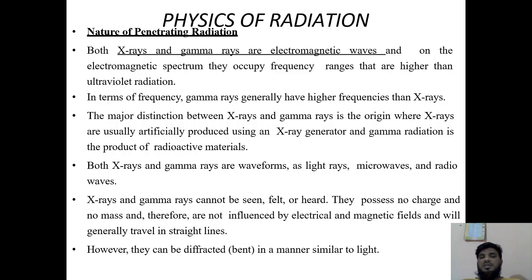So the major distinction between the X-ray and gamma ray is the origin where X-rays are generated and where gamma rays are generated. Both X-rays and gamma rays are in the form of waveforms, like radio waves, light waves, or microwaves. X-rays and gamma rays cannot be seen, felt, or heard. They do not possess any charge and are not deflected by any magnetic or electric field.